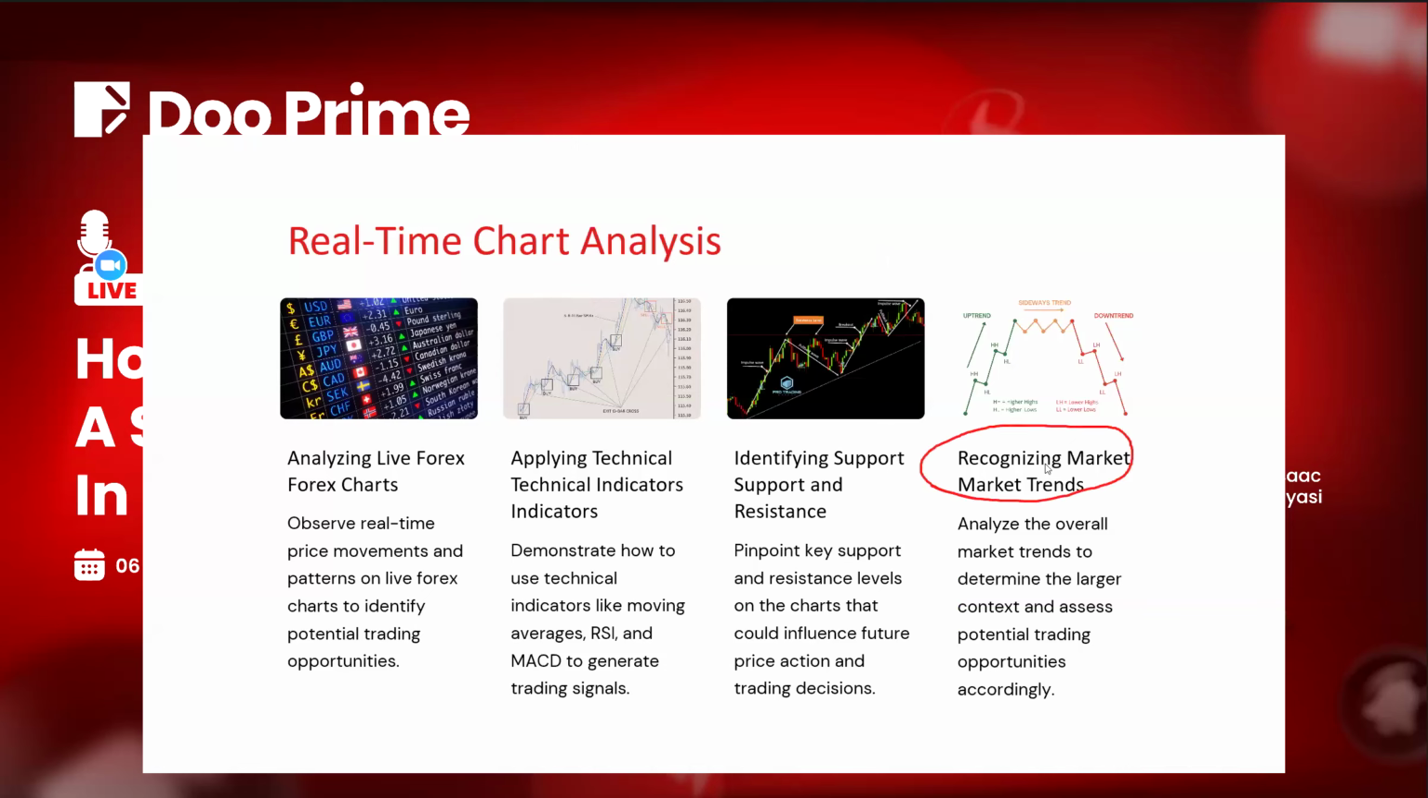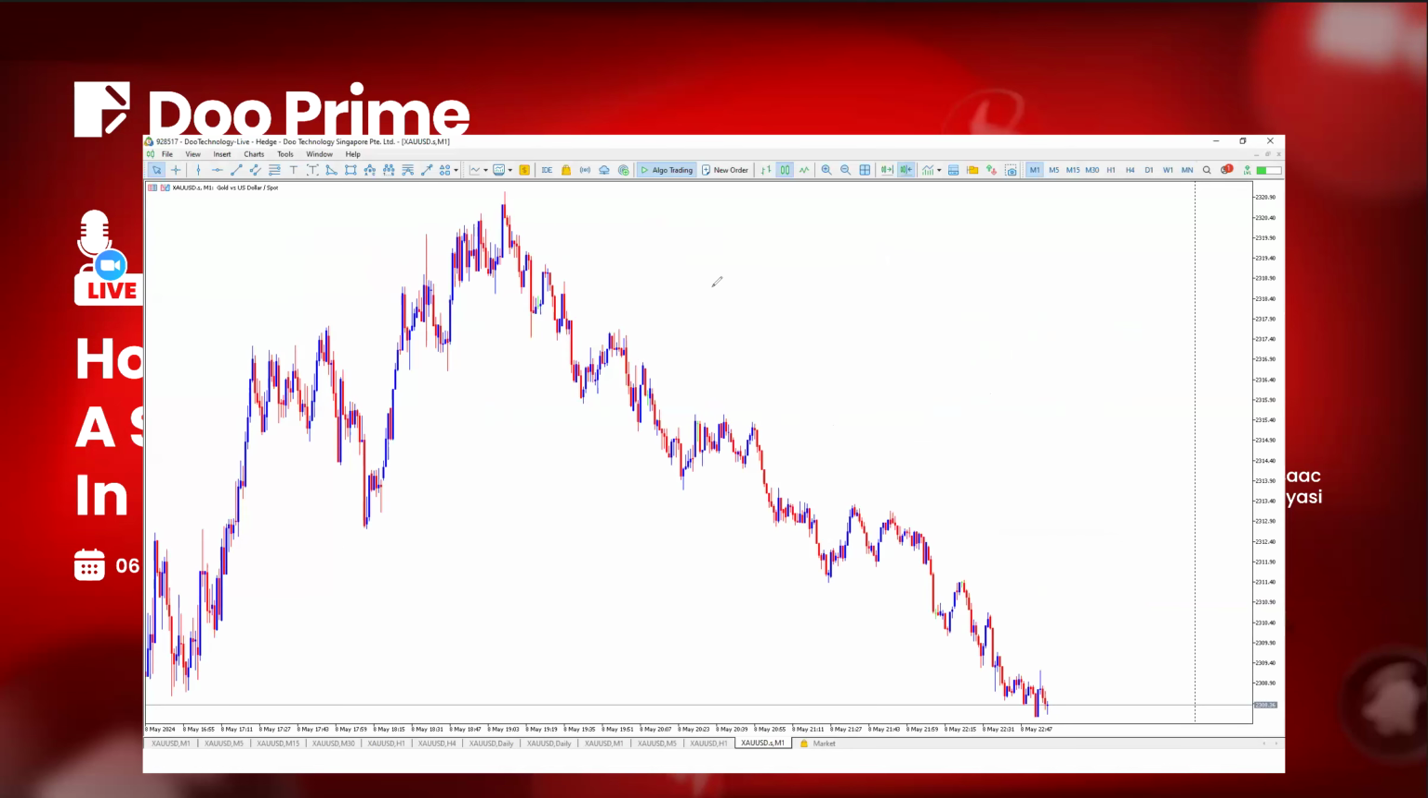What is the other key? Identifying support and resistance levels. Like I said, we have two types, and I'm going to show you now. Watch this. I just drew this trend line just like this. I'm not following anything, but you're going to understand.